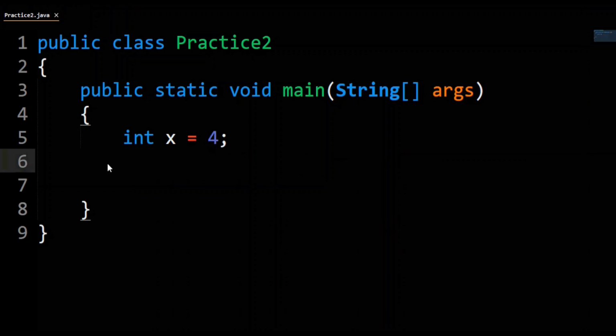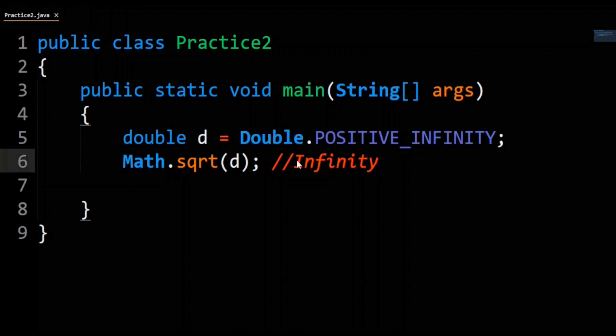Now for some special cases. If you pass a negative value into sqrt, the function will return NaN, or not a number. If you pass in positive infinity, sqrt will return positive infinity.